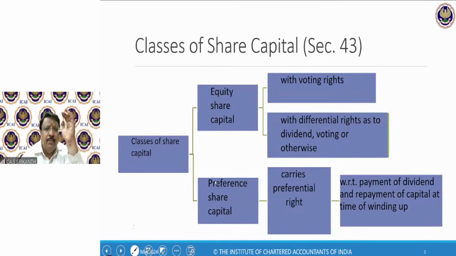Suffice it to say, preference share capital has a preferential right. Therefore, they get paid first. Once the company declares dividend for the equity, before they pay the equity dividend, they have to fully pay the preference dividend. Only then the equity gets dividend, right?